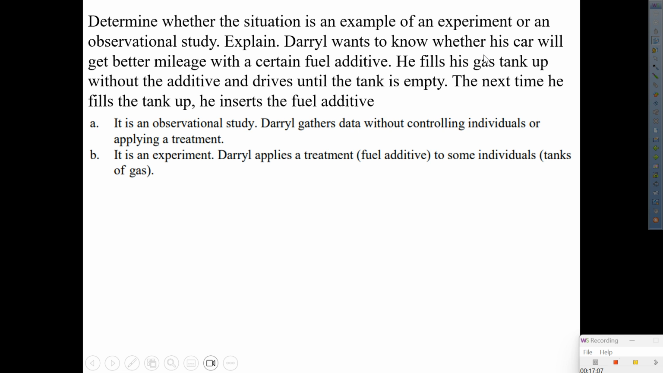Daryl wants to know whether his car will get better mileage with a certain fuel additive. Focus. He fills his gas tank up without the additive and drives until the tank is empty. The next time he fills up the tank, he inserts the fuel additive. So the question, what are you going to ask yourself? Did they manipulate anything? So therefore, is it observational or experimental? Tell your neighbor, please.